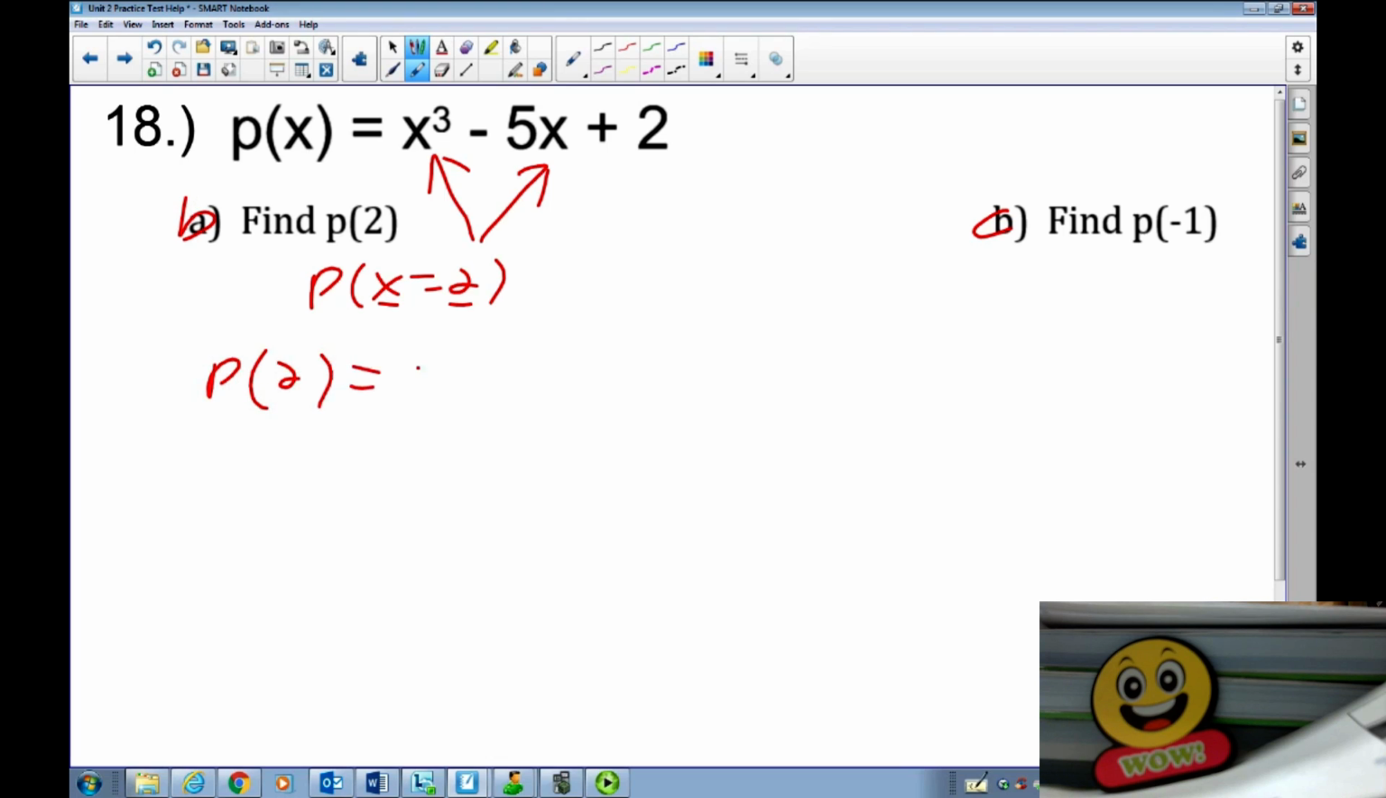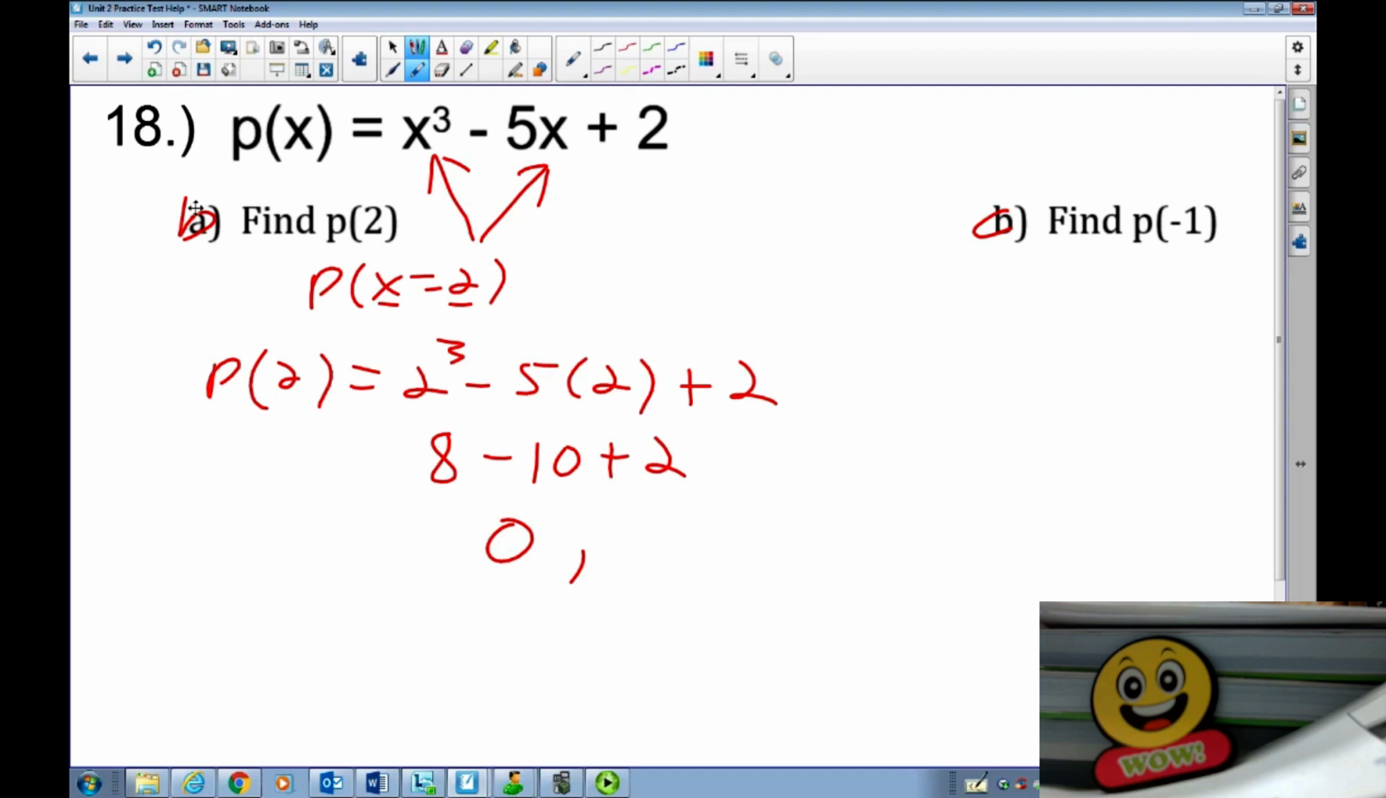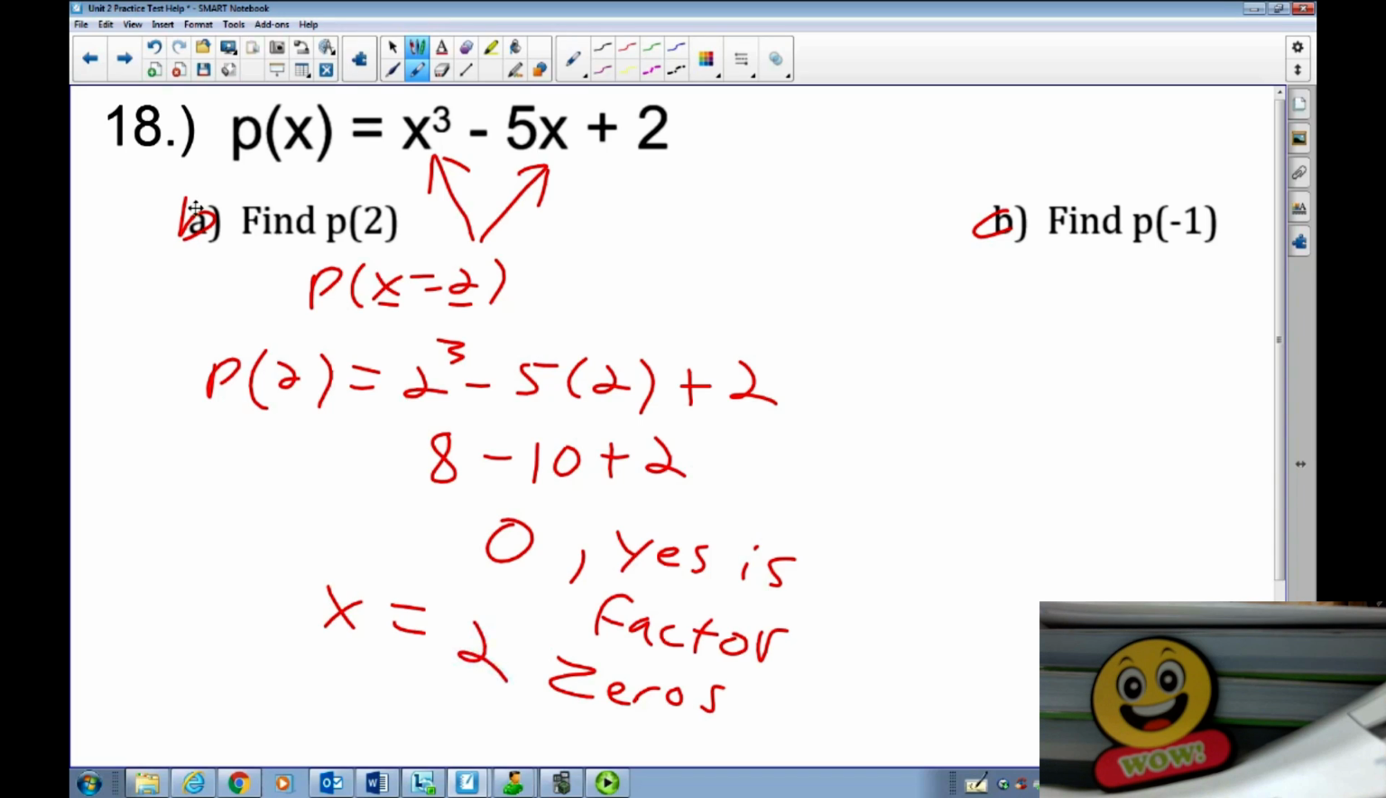So P of 2 is equal to 2 cubed minus 5 times 2 plus 2. And so 2 cubed is 8 minus 10 plus 2, which is 10 minus 10, which is 0. And if we wanted to go the extra mile, we'd say yes, it's a factor, because whenever you get 0, you found the factor, or the zeros. Remember the zeros, the x-intercepts? So yes, x minus 2 is a factor.